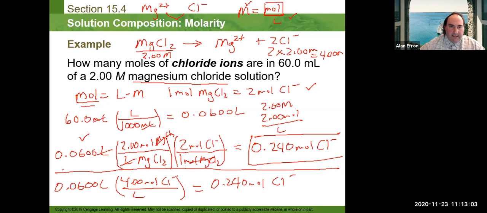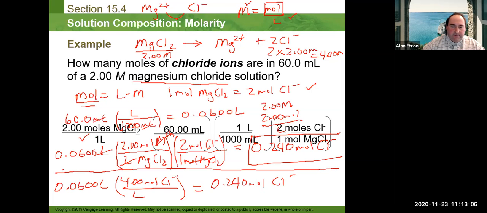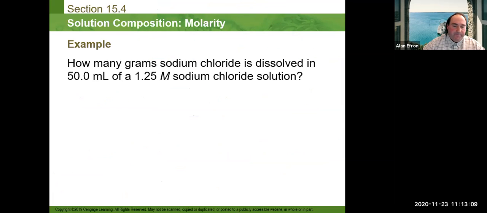Okay, so let's take a look at the next one together. We want to know how many grams of sodium chloride are dissolved in 50 milliliters of a 1.25 molar sodium chloride solution. So here we're looking for how many grams we need to scoop out to make this solution. If you're not sure where to begin, look at molarity, since we do have molarity given to us. We don't have liters given to us, but we do have milliliters, which is just as good.